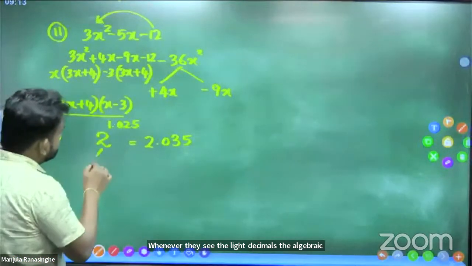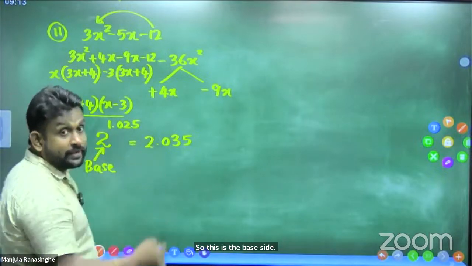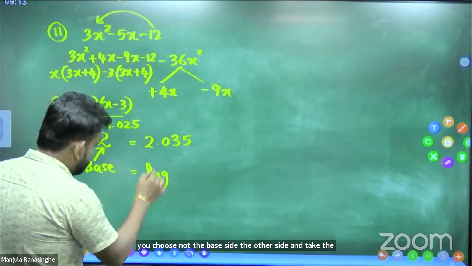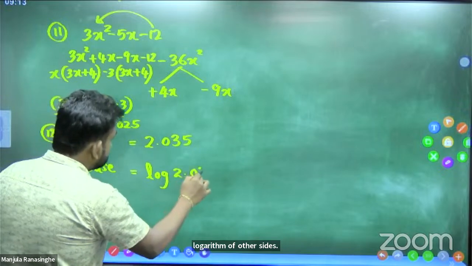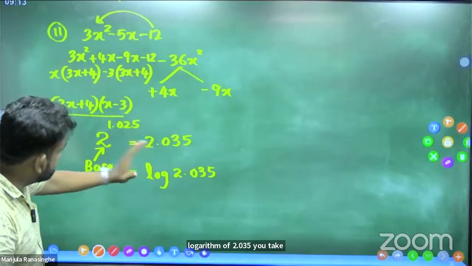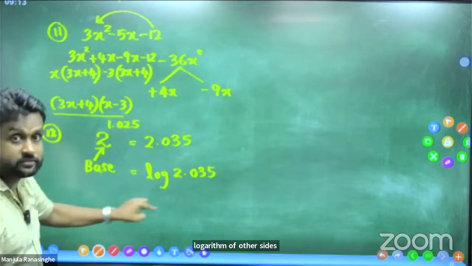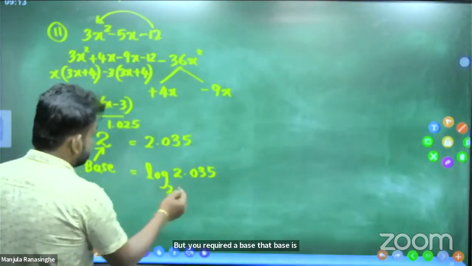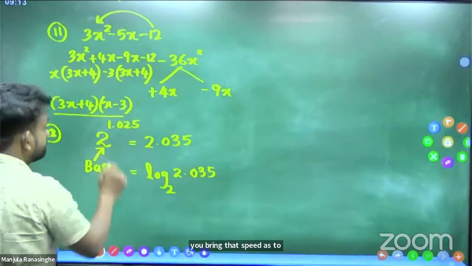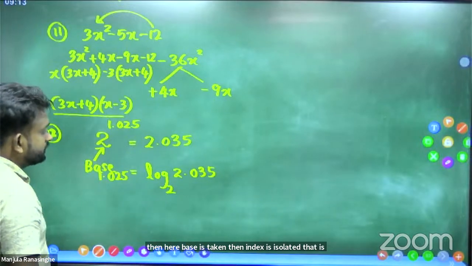So this is the base side. You choose not the base side but the other side, and take the logarithm of the other side, 2.035. But you require a base. That base is here, the base is 2. You bring that base as 2. Then the base is taken, and the index is isolated, that is 1.025. So what is the answer then?